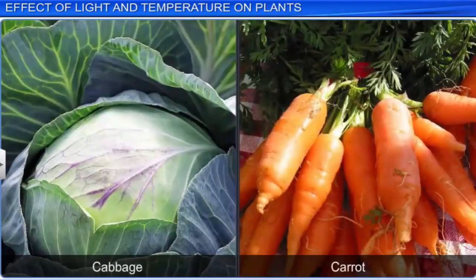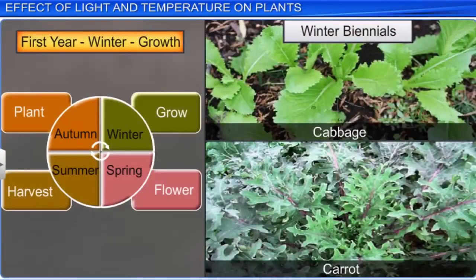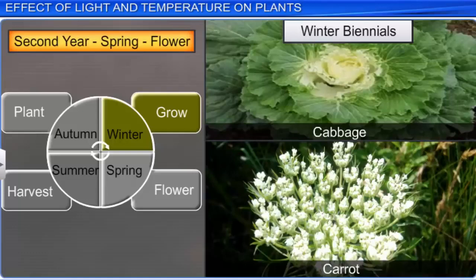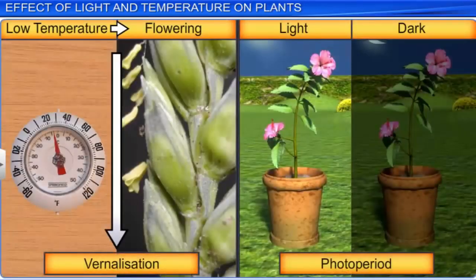On the other hand, cabbage and carrot are winter biennials. Their vegetative growth starts in winter when they undergo vernalization, which induces them to flower during their second year. Thus, vernalization and photoperiod play a vital role in plant growth and development.